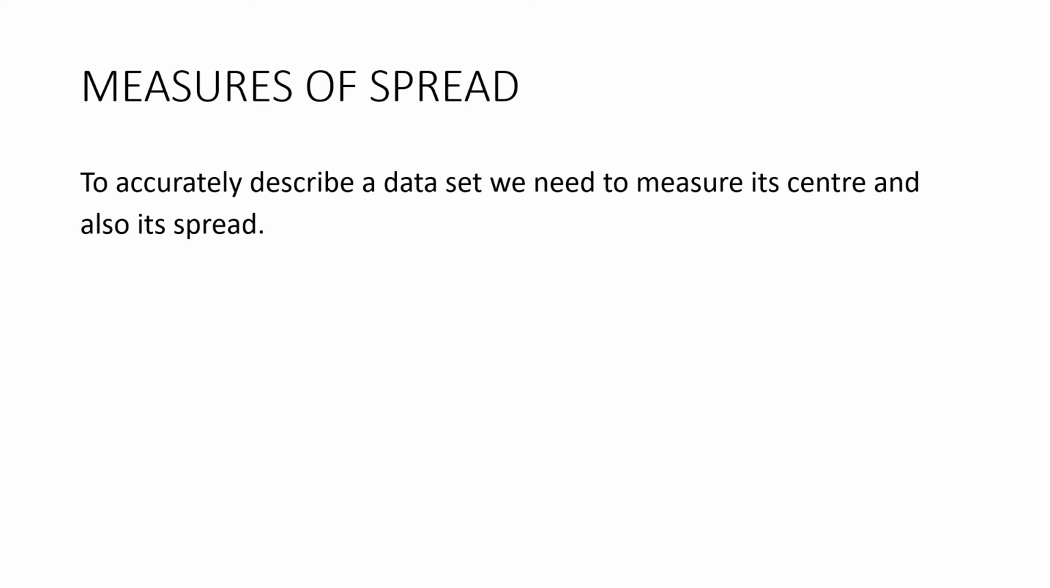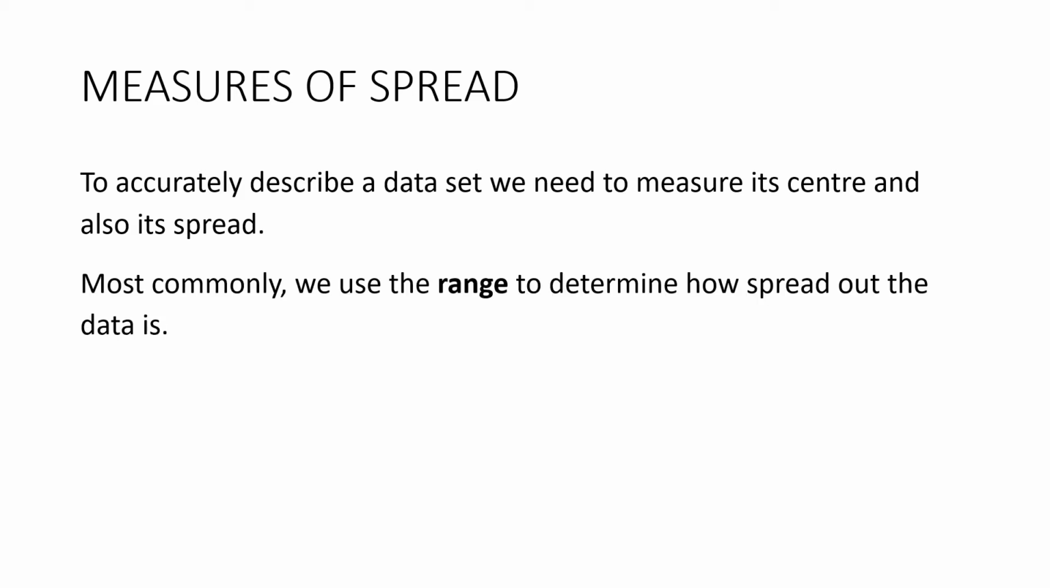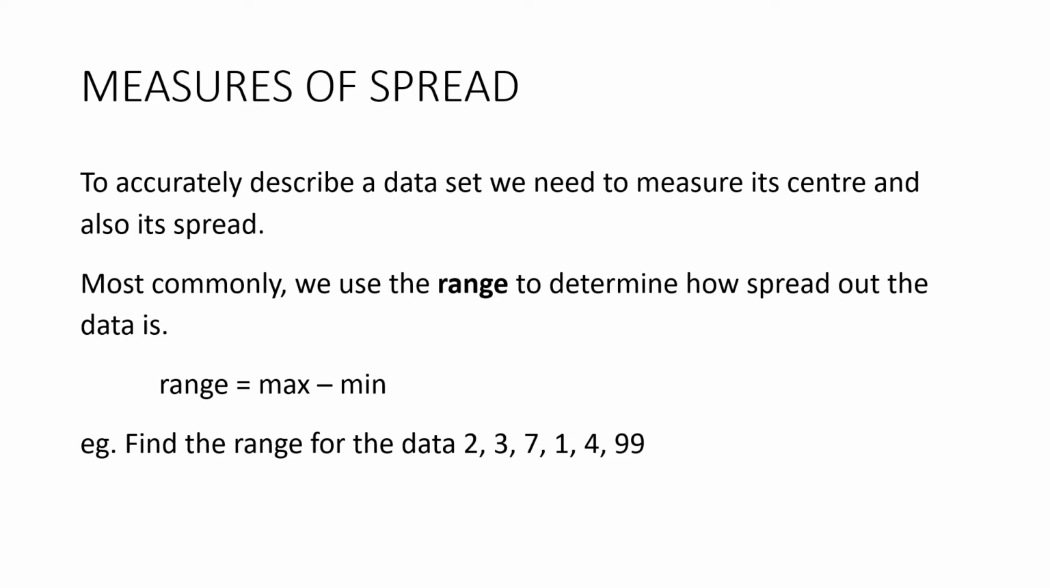Okay, let's move on to measures of spread. To accurately describe a data set, we need to measure its center, but also its spread. And most commonly we use the range to determine how spread out the data is. And the range is simply the maximum value take away the minimum value. So if we want to find the range for this data set, we're going to take the maximum, which is 99, and subtract the minimum, which is 1. So the range is 98.